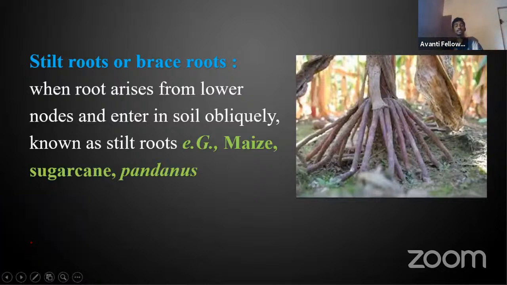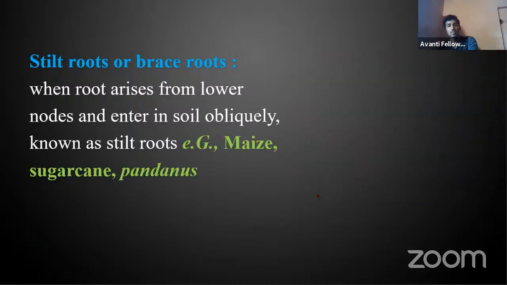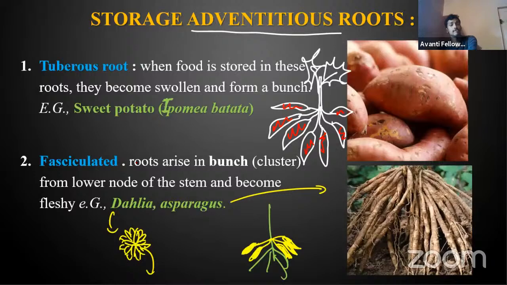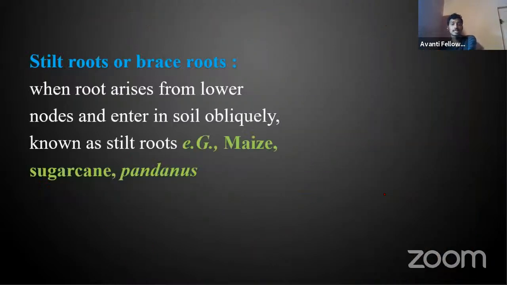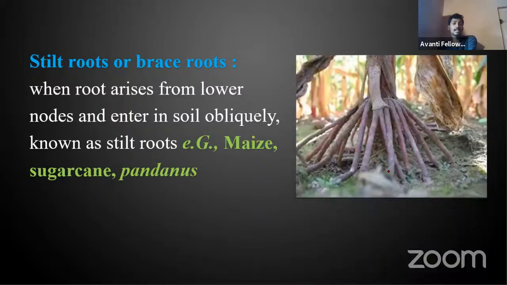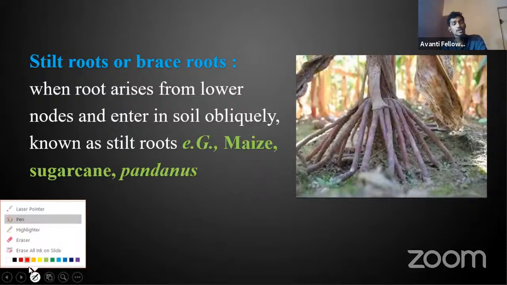Don't confuse this particular kind of root with the root which you can find in the last one. So what you find in here, fasciculated. Fasciculated root also is coming from the lower node, but it's doing the function of storage. But stilt root is not doing any storage function, it's giving support to the plant. They do the function of root, and along with that they do this kind of function.